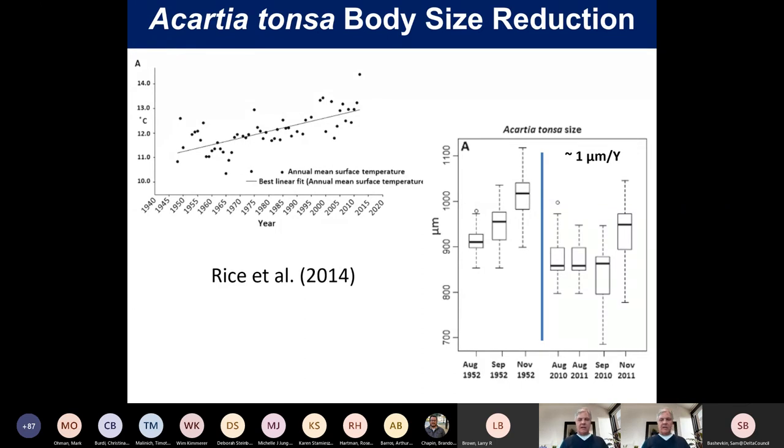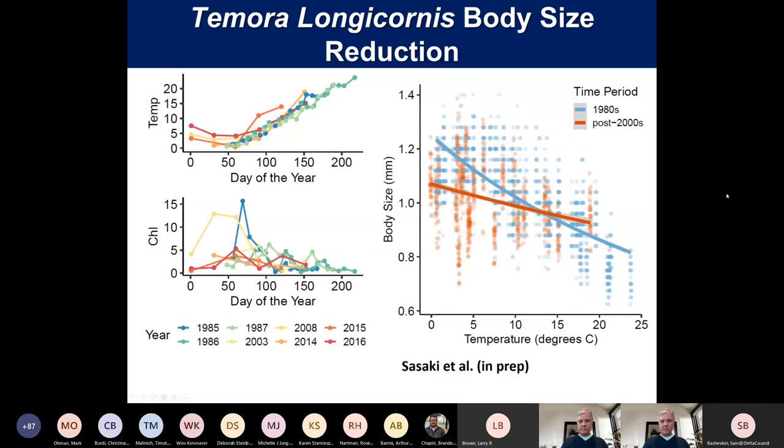As nice as this was, we wanted to explore this a bit in more detail. So we have a more detailed data set for Temora longicornis, and that would be the next slide. All right, so with Temora, I was fortunate, I'm old enough that I can show data from my dissertation back in the mid 80s. We have a comparison of the conditions back in the mid 80s to what it is in the early portion of this century. We have the temperature on the top and the chlorophyll on the bottom here. And then we have individual body sizes of Temora plotted versus temperature on the right side.